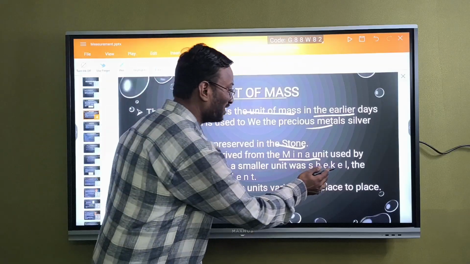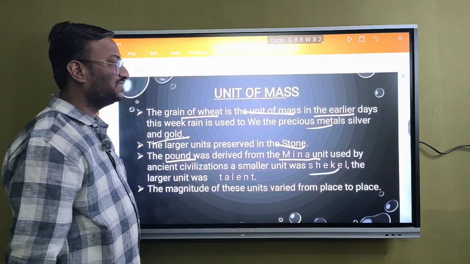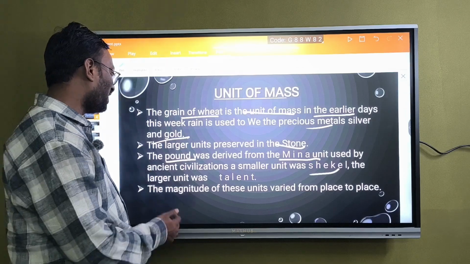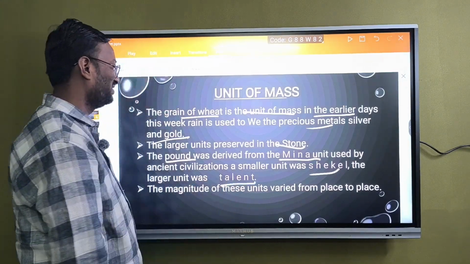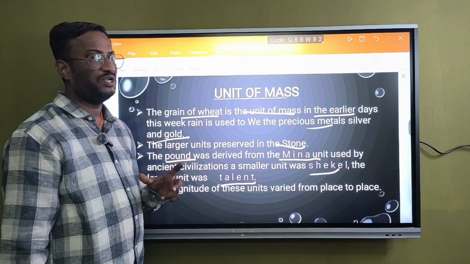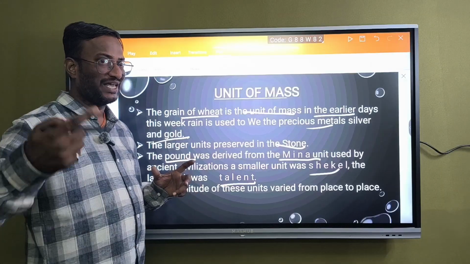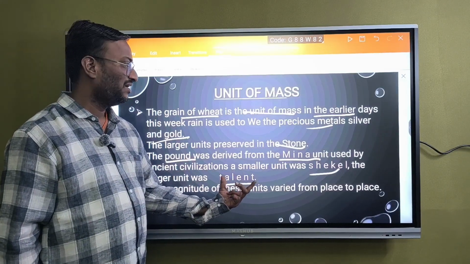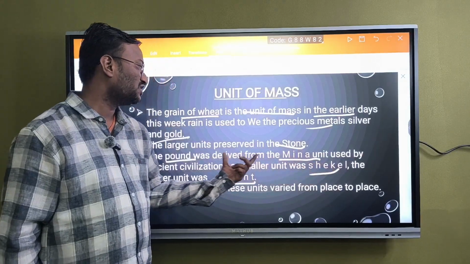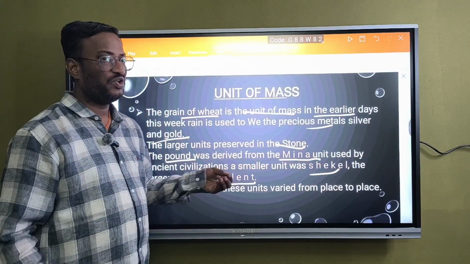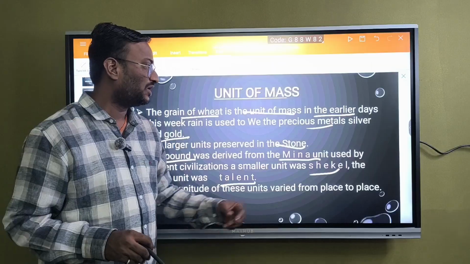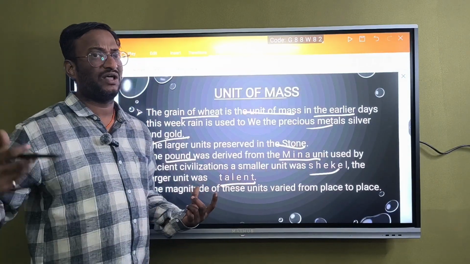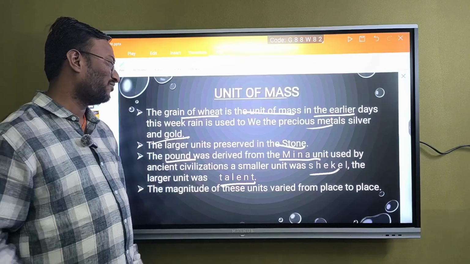A smaller unit was shekel. In measuring mass, just like gram now, they used shekel, and the larger unit was talent. See here, pound was the normal unit. To measure larger heavy quantities, they used talent, TALENT, and shekel was the smaller unit. So if you imagine nowadays, shekel will be around grams and talent will be around some quintals, like that, ton or metric ton whatsoever.